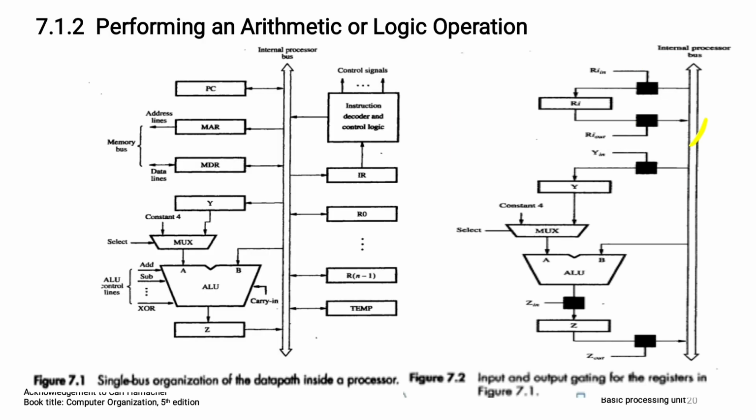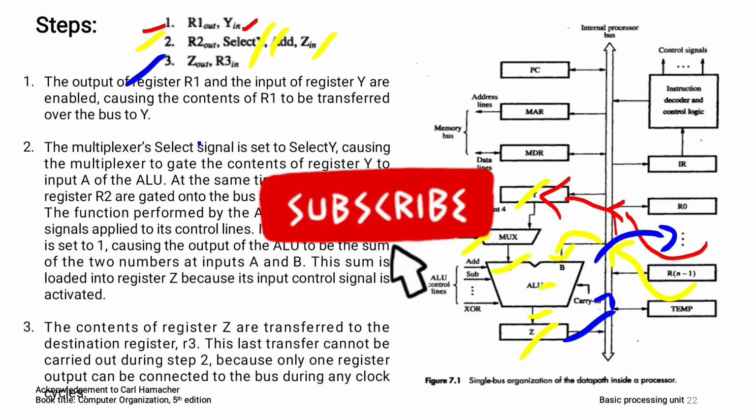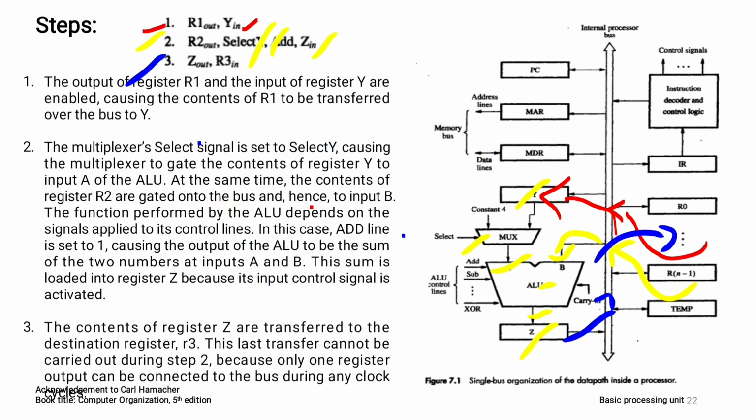Next, how an arithmetic or logical operation takes place inside the processor. For that, with the diagram of the data path inside the processor and input output gating for registers, explanation is given. Next, as an example for arithmetic operation and to explain how it takes place, the example taken is add R1, R2, R3 and how that is performed. That completes the whole discussion.